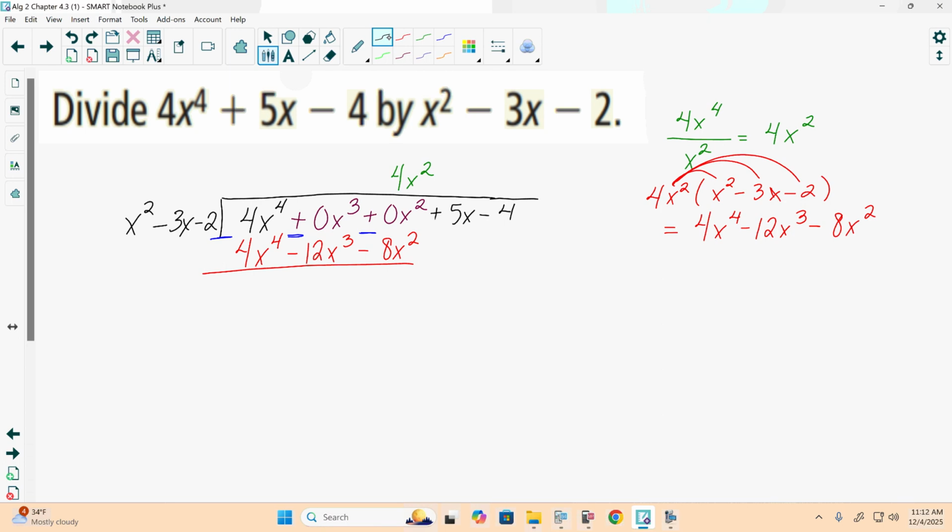4x to the 4th minus 4x to the 4th, 0. 0x cubed minus negative 12x cubed. Well, our negative and negative would make a plus. 0 plus 12 is going to be 12x cubed. 0x squared minus negative 8x squared, plus 8x squared. And since we're finished subtracting, we bring down the 5x, and we do this again.